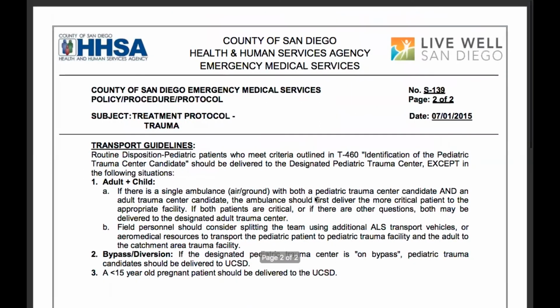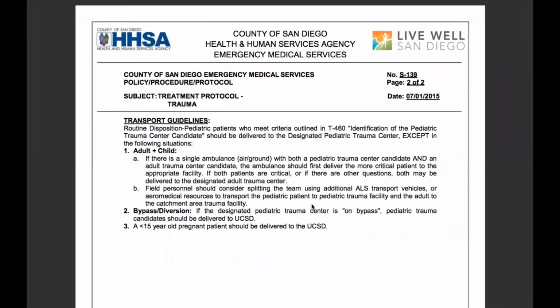Flipping over to the next page. Some important information, some pertinent information that we need to be familiar with. Routine disposition pediatric patients who meet criteria outlined in the T460 identification of the pediatric trauma center candidate should be delivered to the designated pediatric trauma center, except in the following situations. FYI, pediatric trauma center is Rady's Children's.